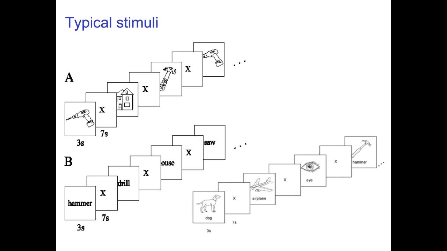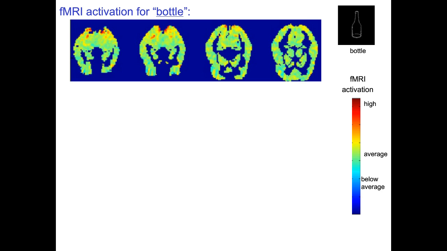Sometimes we'll show them pictures of objects like a drill or a house. Sometimes we'll show them written words. Sometimes we'll show them both a picture and a written word. But the idea is somehow we'll get them to think about some concept, and then we'll take a picture of the neural activity that we see in their brain while they perceive and think about that stimulus.